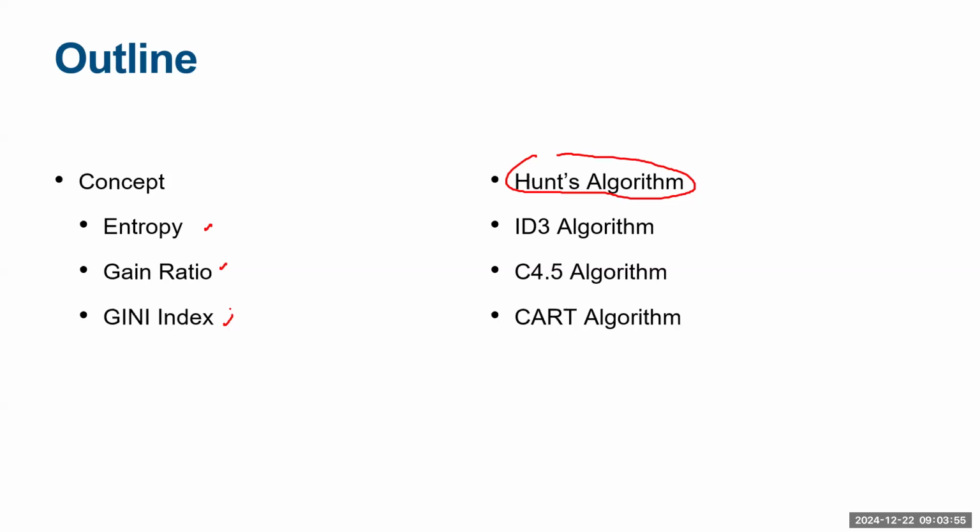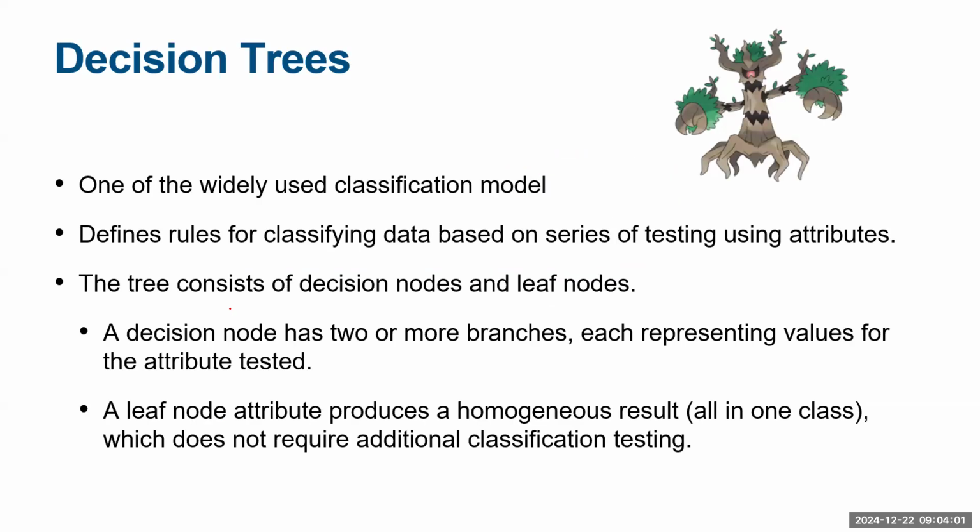So what are the problems that we are trying to solve using a decision tree? A decision tree is a classification model. Basically, you define a rule for classifying data based on testing data, based on a lot of attributes.